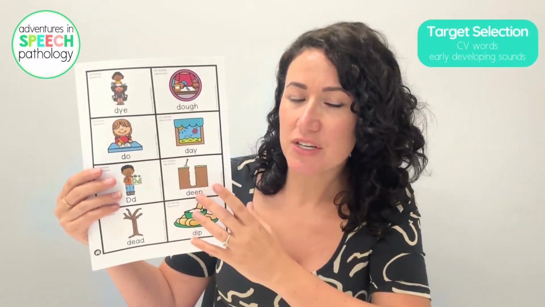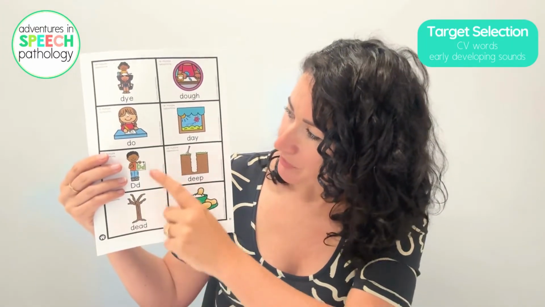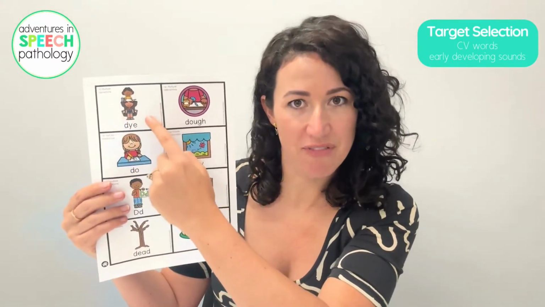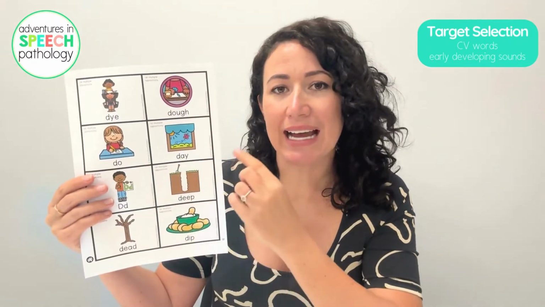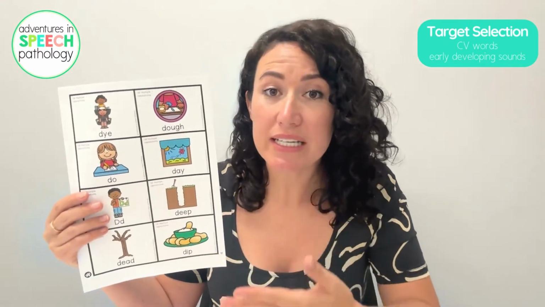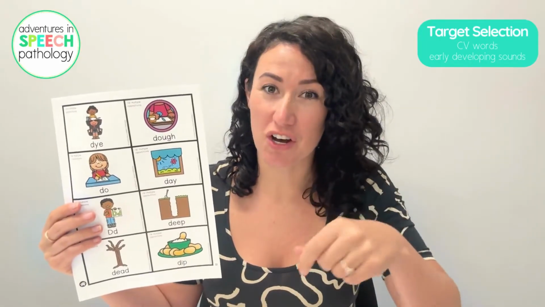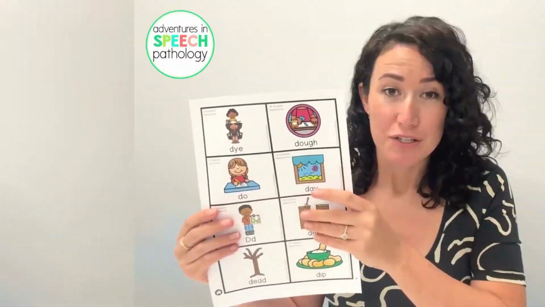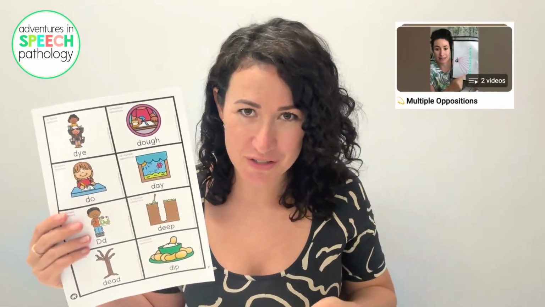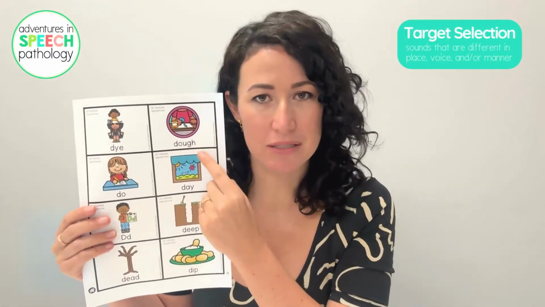And I purposefully chose these words because I tried to choose words that had consonant vowels and words that had other sounds in them that were earlier developing and hopefully easier for the child to say, because it can be very hard when you're contrasting lots of different sounds and the child can't say many of those different words. So if you've watched my other videos on how to choose targets for multiple oppositions, you're going to be aware that we are trying to choose sounds that are as different as possible to D.